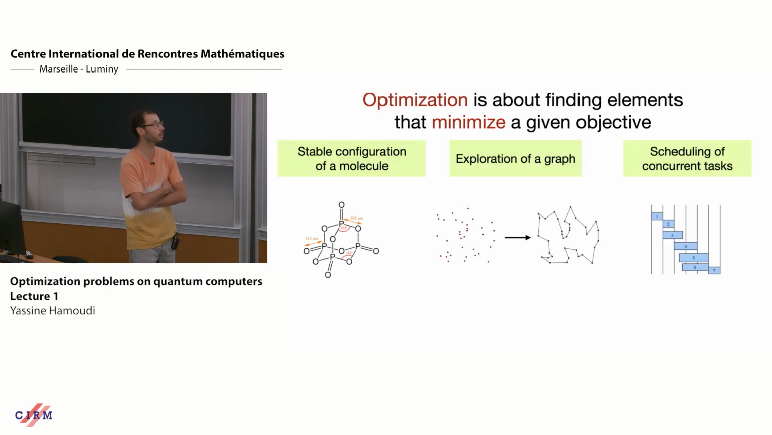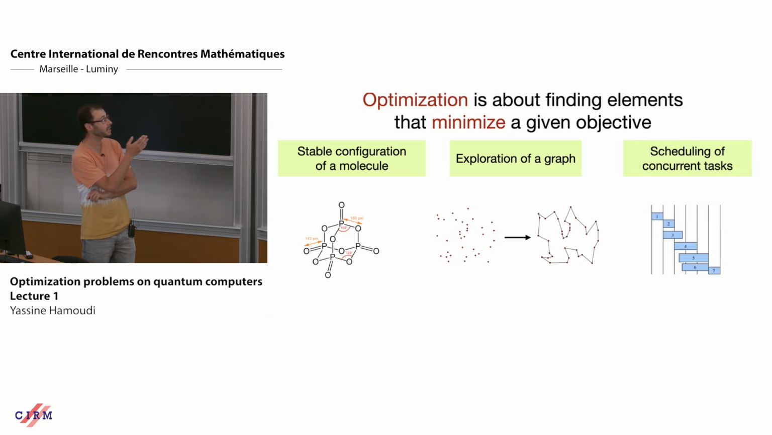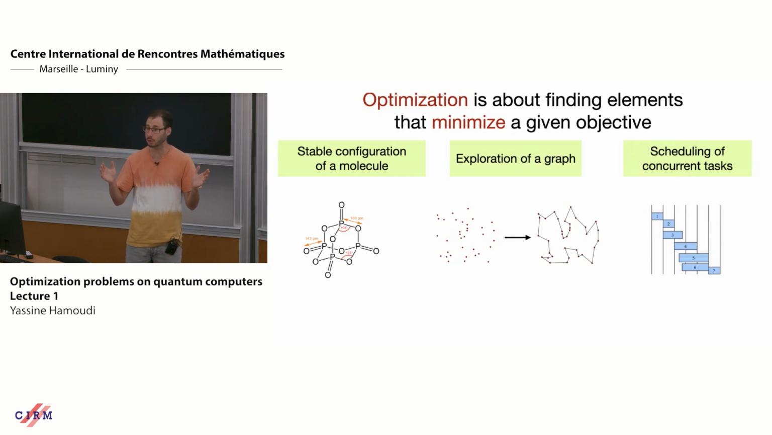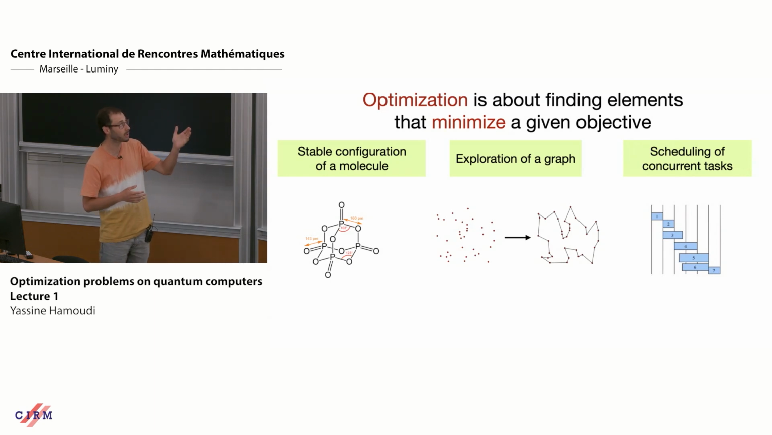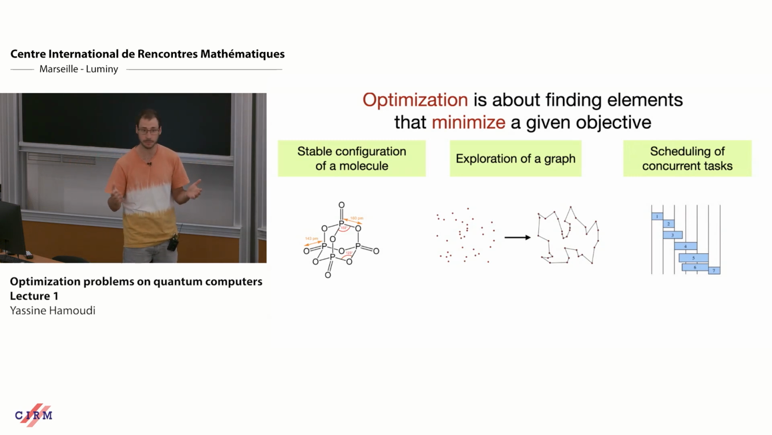So here I picked 3 examples of optimization. Optimization covers a lot of problems and areas of research. The first example connects to chemistry. It is about finding the most stable configuration of a molecule. So this is an optimization problem. Another problem, which connects to graph theory, is about exploring a graph in the most efficient way. You have a graph, a set of points connected with edges, and you want to find some efficient way of going around the vertices, for instance. So again, that is an optimization problem.